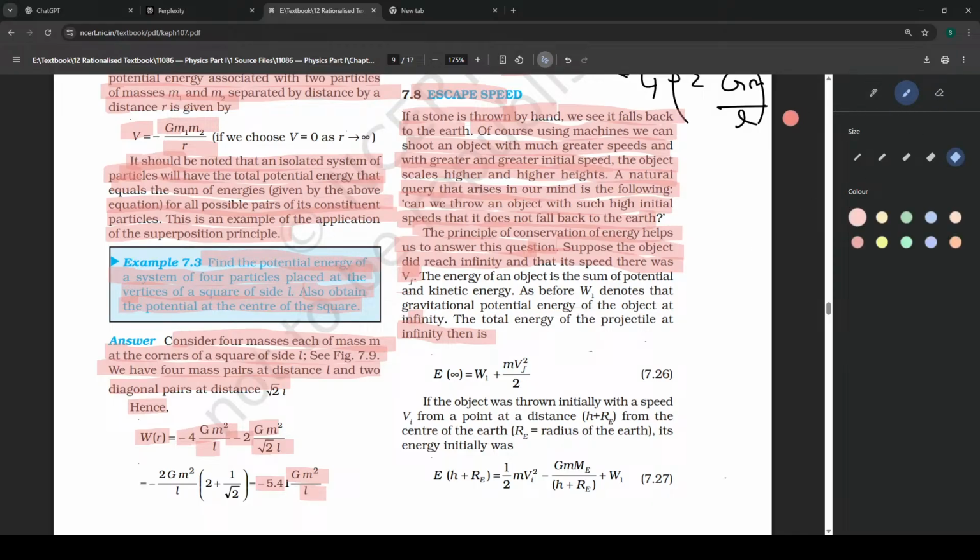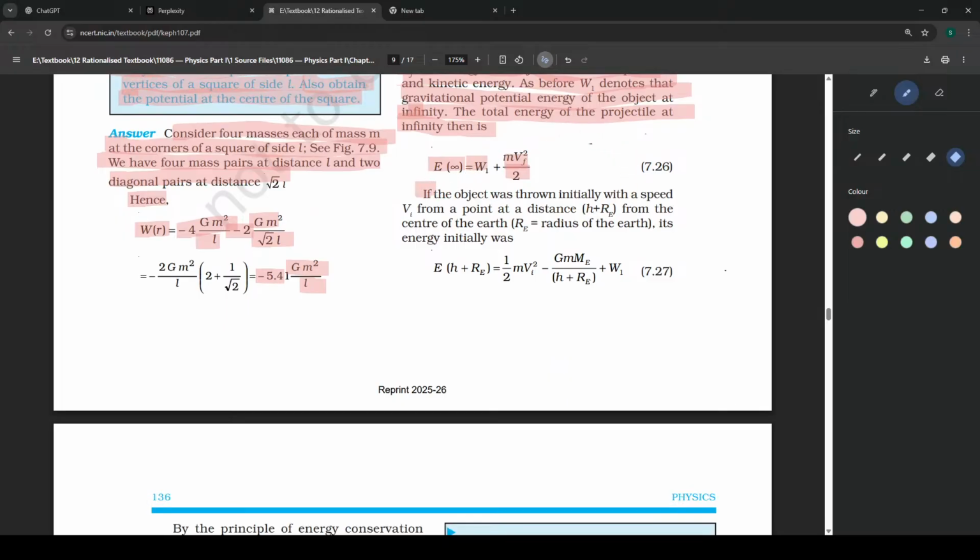Well, let's read that again. Suppose the object reaches infinity and its speed at infinity is v final. The energy of an object is the sum of potential and kinetic energy. As before, W1 denotes the gravitational potential energy of the object at infinity. The total energy of the projectile then at infinity is the sum of gravitational potential energy plus kinetic energy. W1 denotes the gravitational potential energy at infinity, and it is half m v_f squared, that is kinetic energy, the formula of kinetic energy.